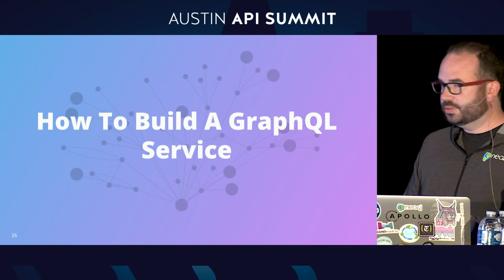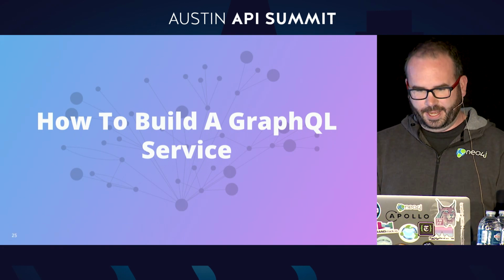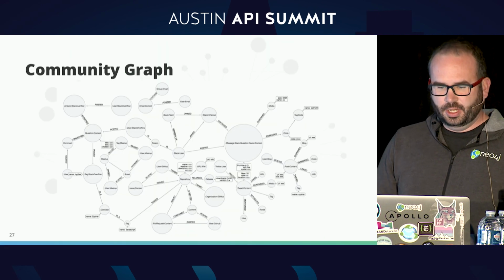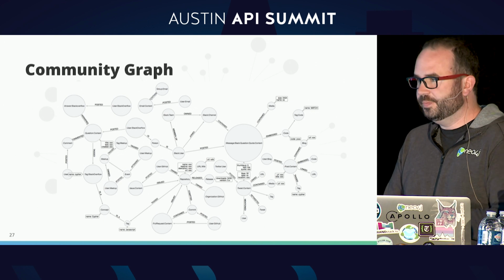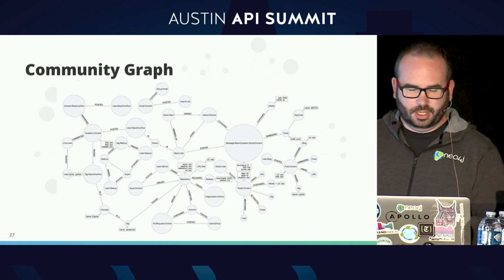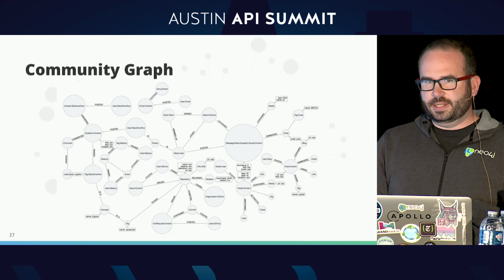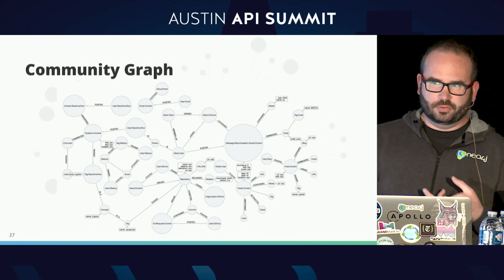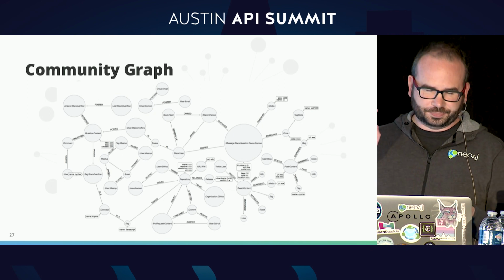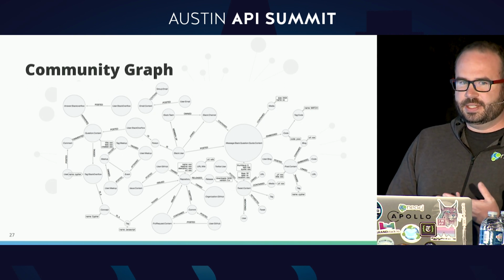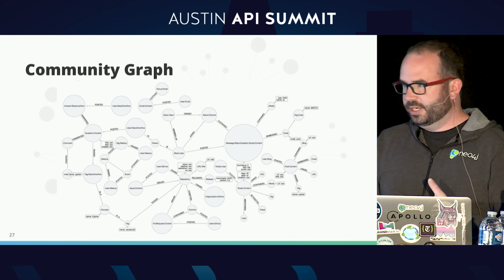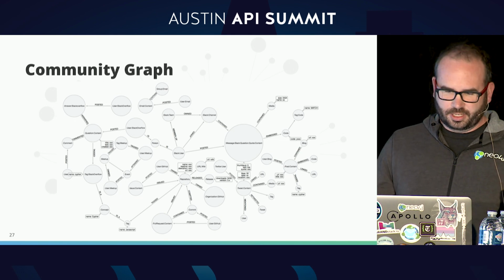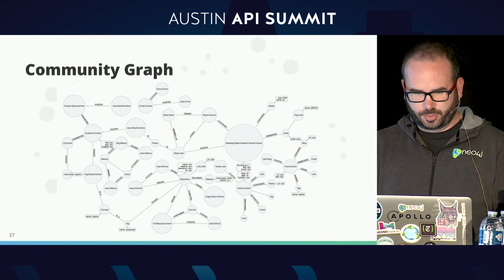Okay, so that's cool. Let's see how we build that. There's a blog post that I wrote that talks about how this actually works, but the basic idea is we have a Neo4j instance running that is collecting data about the Neo4j community from things like the Stack Overflow API, the GitHub API, Meetup API. So anytime someone in the community writes a blog post about Neo4j or publishes a Neo4j related project to GitHub, Community Graph finds out about it and stores that in the database.